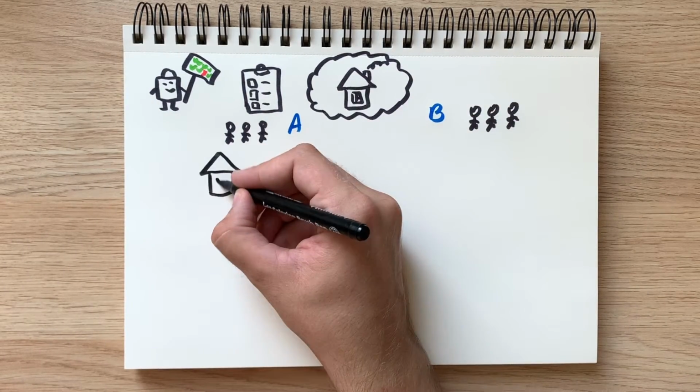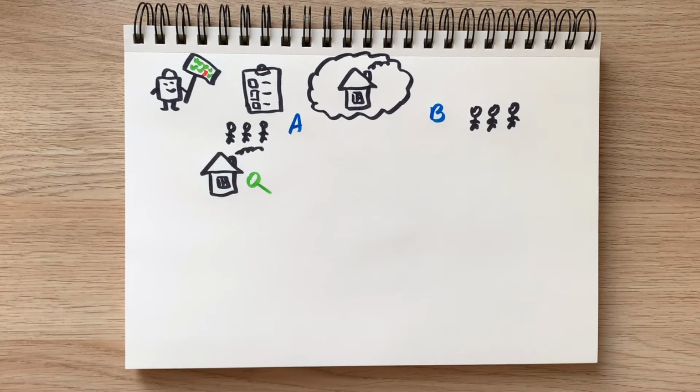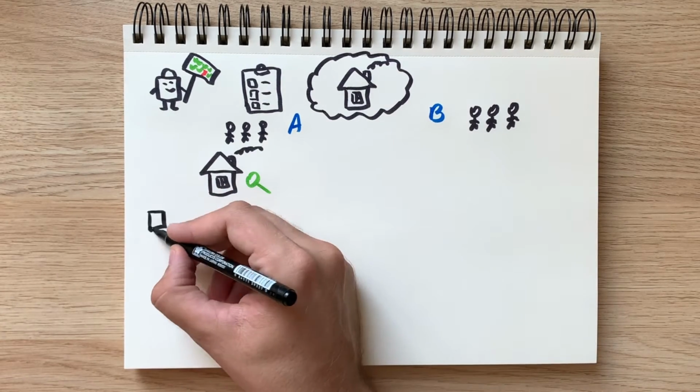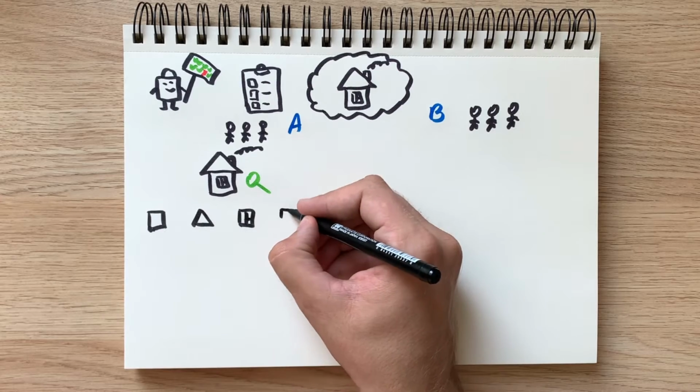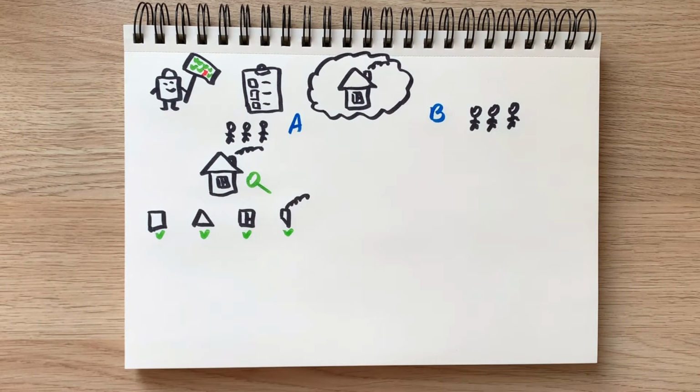Team A starts with the building itself. After they are done, they create a checklist. The house should have a wall, a roof, a window and a chimney. This is called a test last approach. The team initially comes up with a solution and later on covers the results with tests.